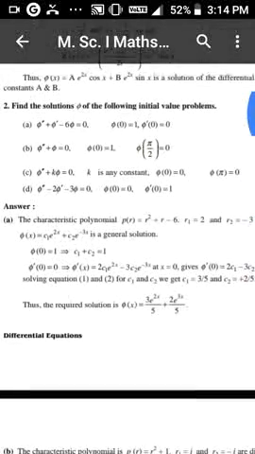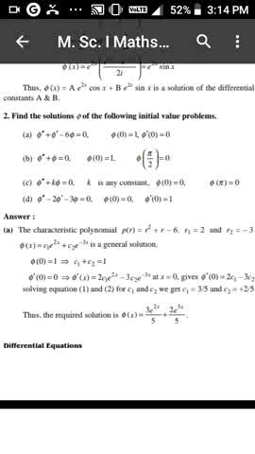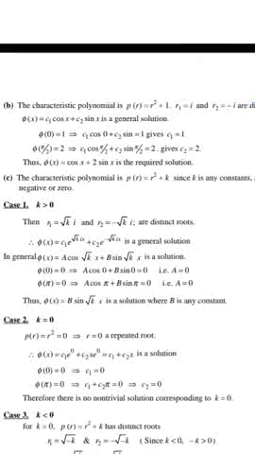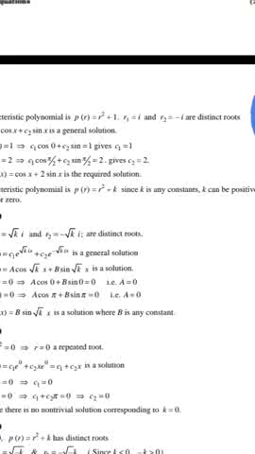Now the equation is phi double dash plus k phi is equal to 0, and the condition is phi of 0 is equal to 1 and phi of pi by 2 is equal to 0. The characteristic polynomial of the given equation is p of r is equal to r square plus k.